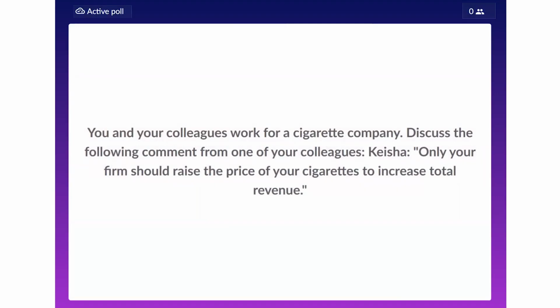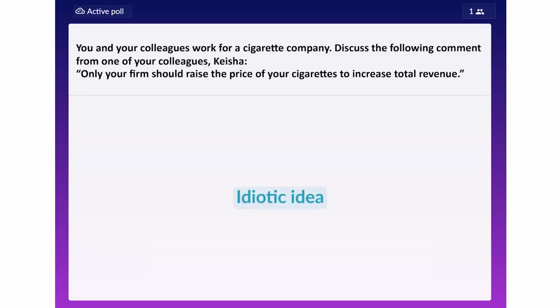Okay, and the last question. Your other colleague, Keisha, says, only your firm should raise the price of your cigarettes to increase total revenue. Would this work or not? Agree or disagree, and why? Okay, so we have a stupid idea.